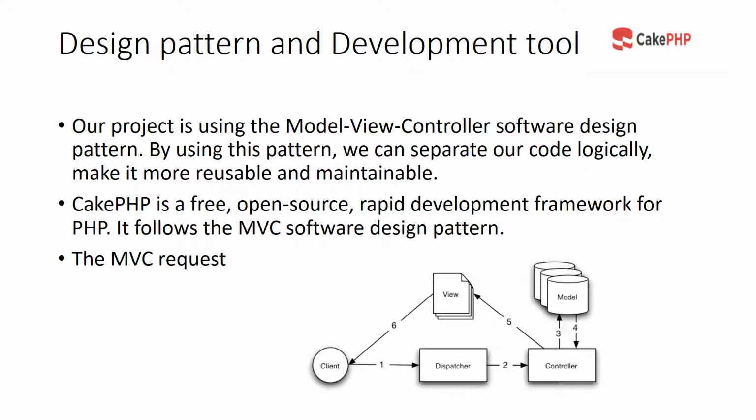If you look at the diagram at the bottom right, it shows us how the MVC request works, which is: the client makes a request to the dispatcher and is then processed by the controller. The controller then uses the model to make sense of the data in the database. The controller then sends that data over to the view, which is then presented to the client.